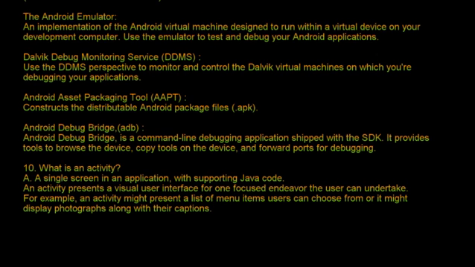10. What is an activity? A single screen in an application, with supporting Java code. An activity presents a visual user interface for one focused endeavor the user can undertake. For example, an activity might present a list of menu items users can choose from, or it might display photographs along with their captions.